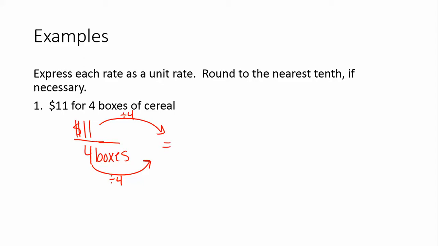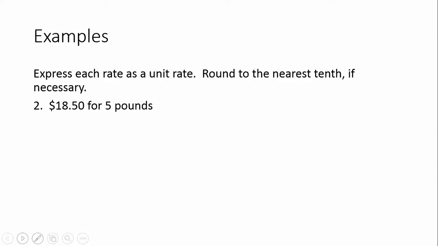So on top, if you take 11 and we divide it by 4, remember we are talking about money here, it's $2.75 per 4 divided by 4 per every 1 box. So if it costs $11 for 4 boxes, it'll cost $2.75 for each box.